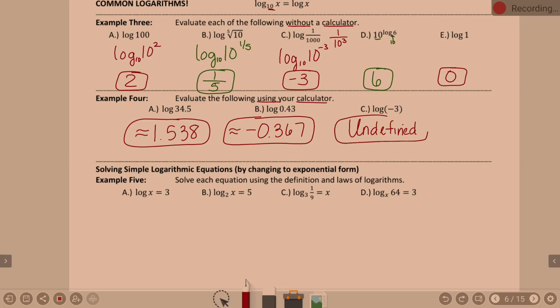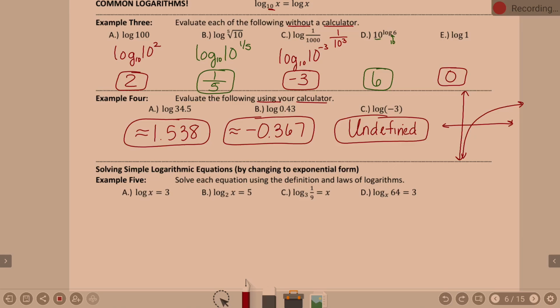You cannot take the log of a negative value, ever. It is undefined. It doesn't exist. Do you remember those graphs from lesson 1.3? One of the graphs that we learned way back when was the log graph, and the log graph looks like such. Notice, where does it never go past? It never goes negative. It never goes past the y-axis.